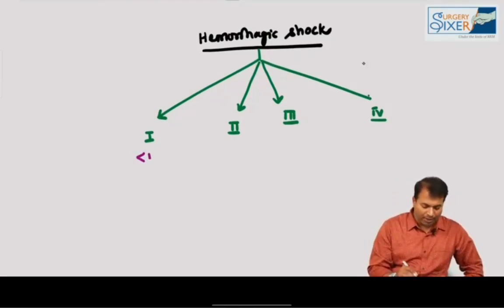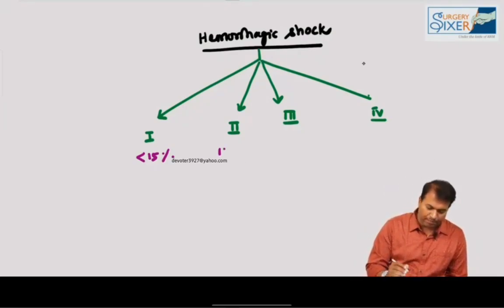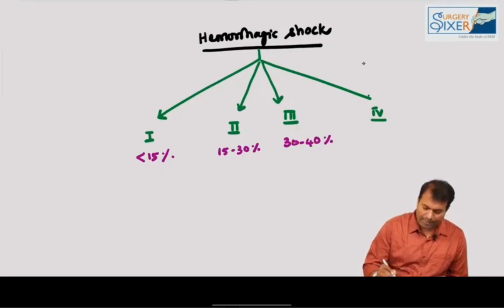In type 1 shock, the amount of blood lost is up to 15% of the body volume. In type 2 shock, 15 to 30% is lost. In type 3 shock, 30 to 40% of blood is lost. In type 4, more than 40% of blood is lost.